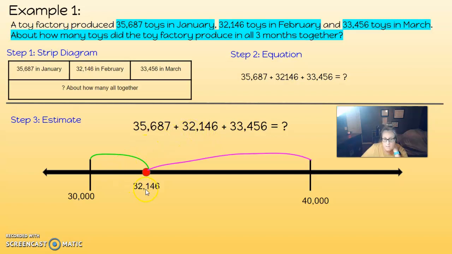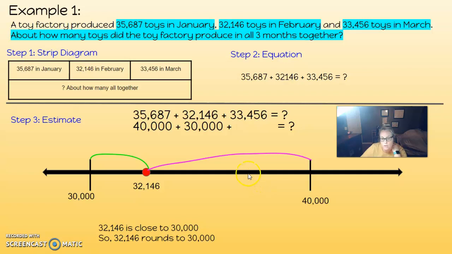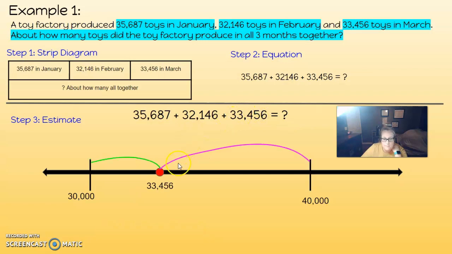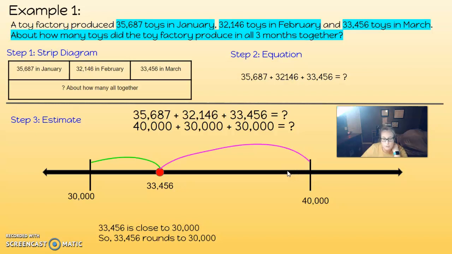32,146. So again, I have plotted my number, I've drawn my lines, and I can see which one it's closer to. So which one is it closer to, 30,000 or 40,000? If you said 30,000, you are correct because it's closer to 30,000 than it is to 40,000. I'm going to do the same exact thing for my last number of 33,456. I've plotted my number, I've drawn my two different color lines, and I can see which one it's closer to. So which one is it closer to, 30,000 or 40,000? If you said 30,000, you are correct.